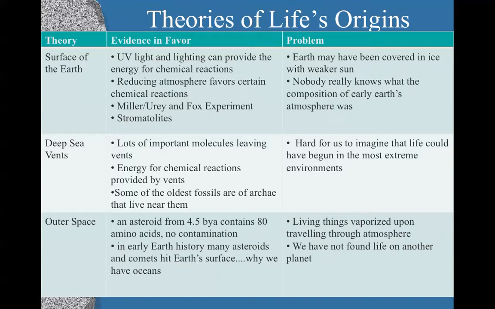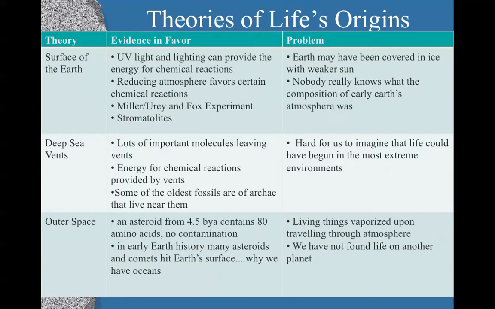The problem is that it's really hard for us to imagine that life would have begun in some of the most extreme environments on Earth, but it's actually this idea that has led us to believe that there might be life on some of our moons around Jupiter or Saturn, where there's ice covering a liquid ocean underneath. And that sort of gives us hope that there might be other life forms in the solar system itself, let alone the entire universe.